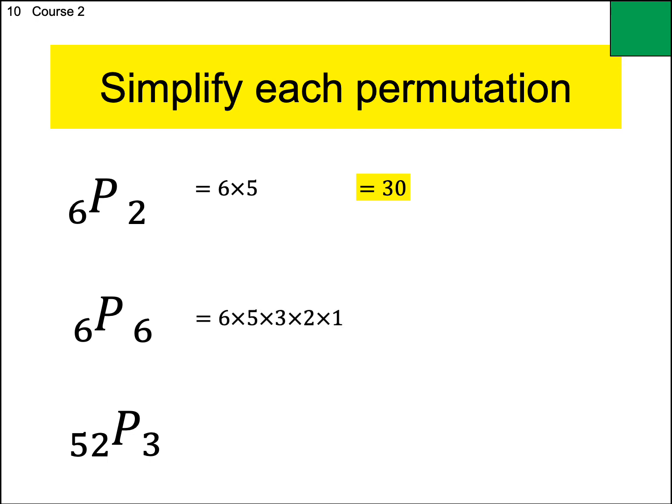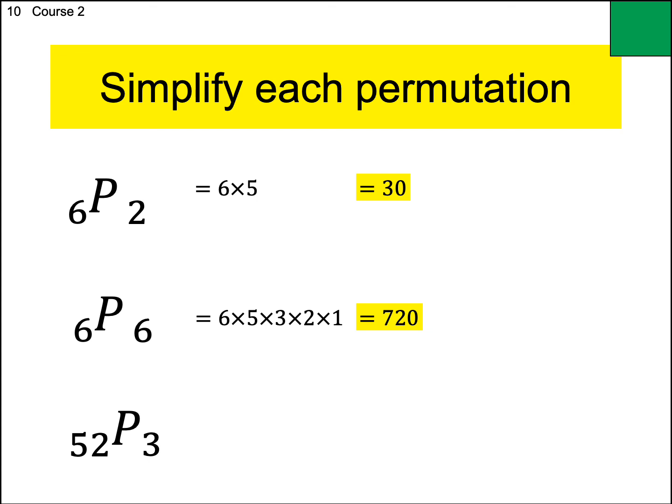The second one, 6 is my starting point. I got to pick 6 things. There got to be 6 numbers. 6, 5, 4, 3, 2, 1. Hey, that's 6 factorial. That's 720. Think about that. 6 books. How many different ways can you arrange 6 books? 720 different ways. When I first learned this, it really was eye-opening, the number of different permutations there are.